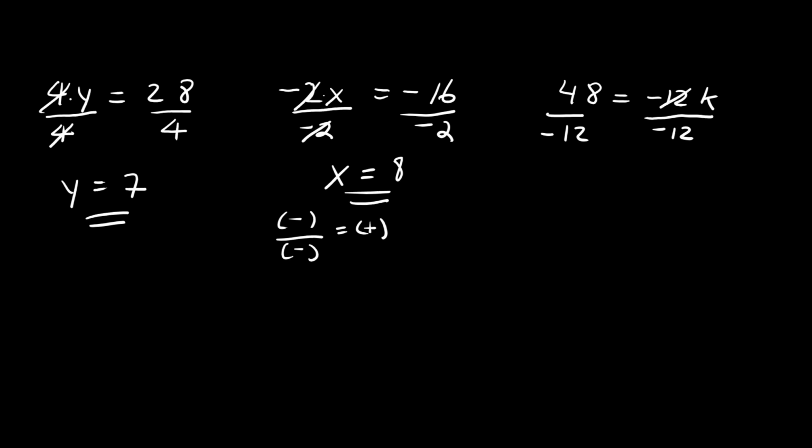Now let's divide 12 on this side. These two will cancel. In this case, you are dividing a positive and a negative, so your final answer will be a negative, and 12 goes into 48 4 times. That's negative 4 equal k.